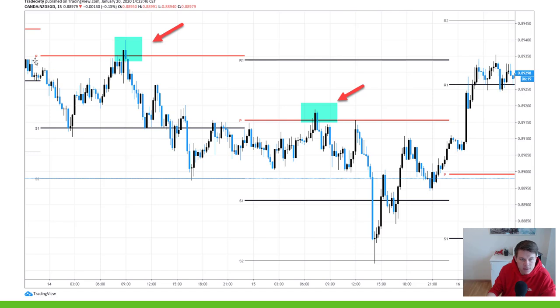So in a downtrend, and you can see previously the market was also in a downtrend because the central point is higher than this one. So the market was already coming down.